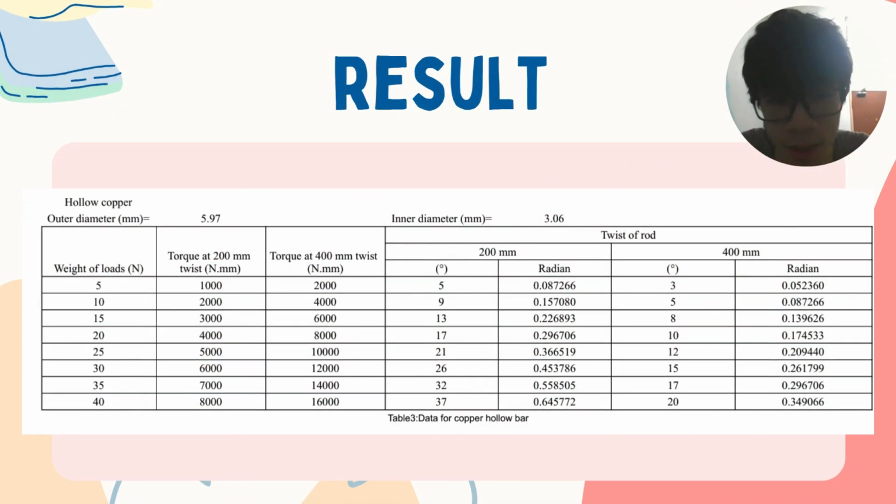This is table 3, the data for copper hollow bar. The outer diameter is 5.97 millimeter and the inner diameter is 3.06 millimeter. Torque at 200 and 400 is calculated. Then record the data for angle of twist in degrees, then convert it to radians.